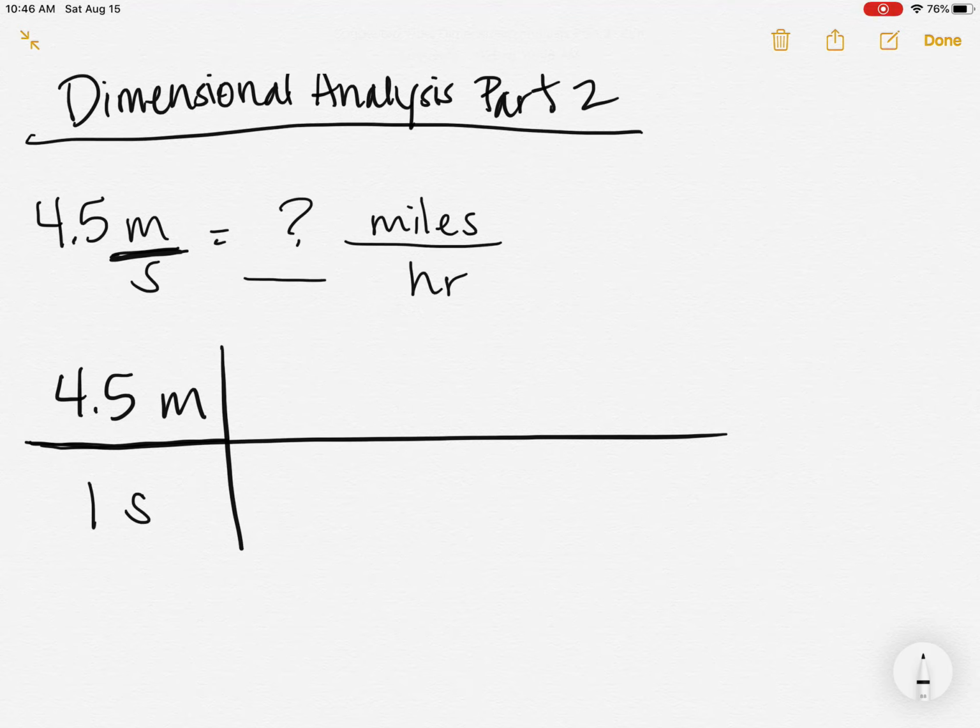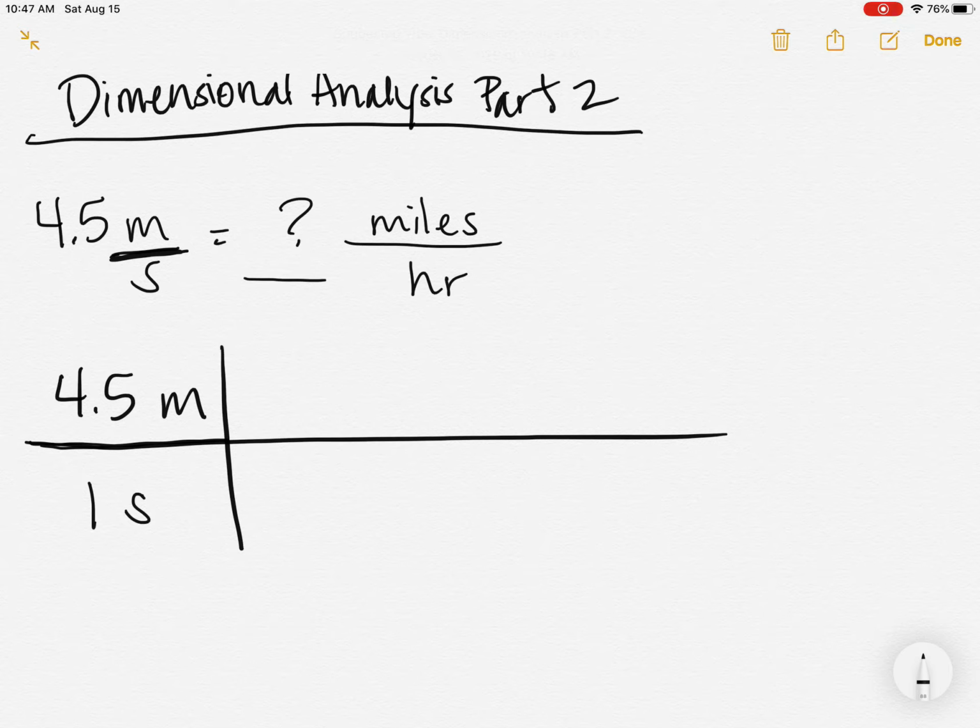This is different. We've never had anything hanging out in that space in the denominator underneath the number we were given, because we were only ever given 1 unit. But meters per second is actually 2 units, and it in and of itself is a fraction. So I have 4.5 meters per every 1 second.